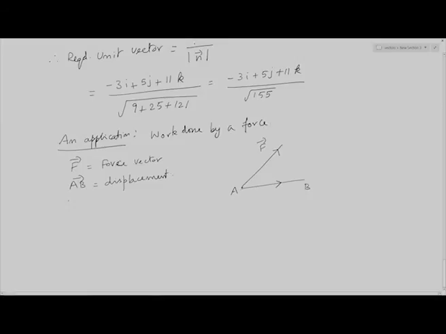And mod AB is the total displacement. And now automatically when the force is applied and the particle moves from the point A to point B, there is work done by the force. The work done by the force is equal to the force dot displacement, which you might have studied in physics, F dot the displacement, which is AB. Okay.